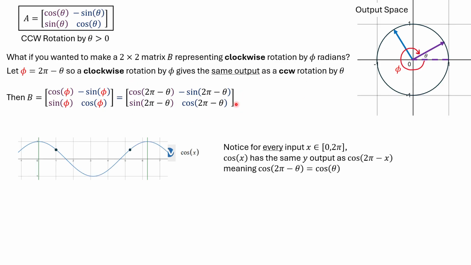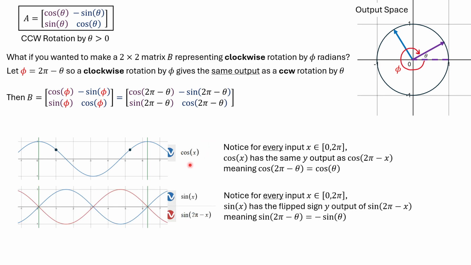Let's look first at the graph of cosine, okay? That's this graph here in blue. Now, if you compare the value at any point x to the value at 2 pi minus x, you see they have the exact same height on the graph, okay? And so this means the cosine of 2 pi minus theta is exactly the same as cosine of theta itself.